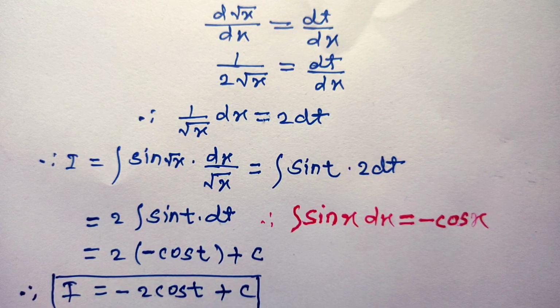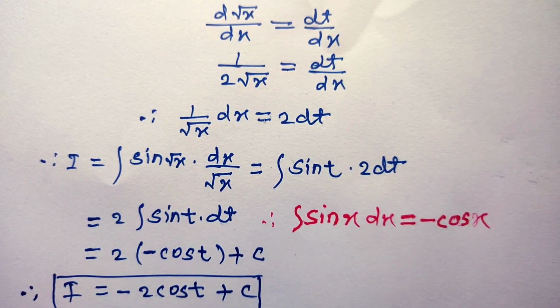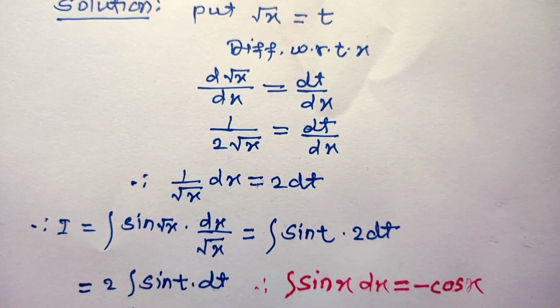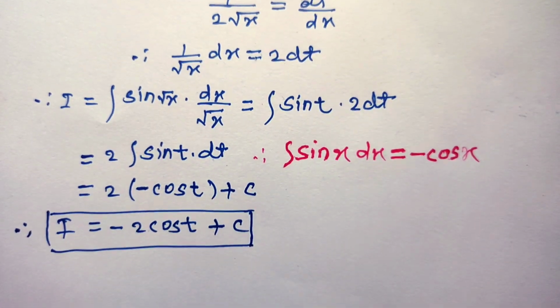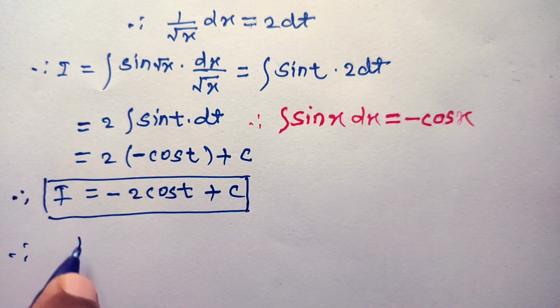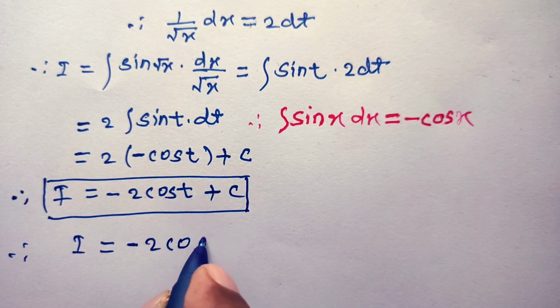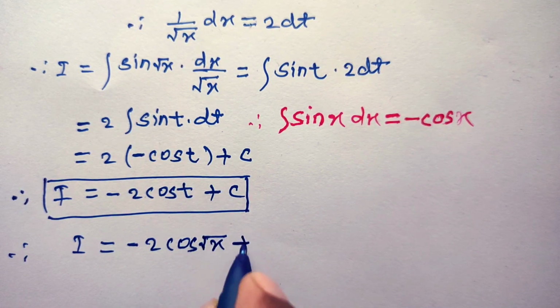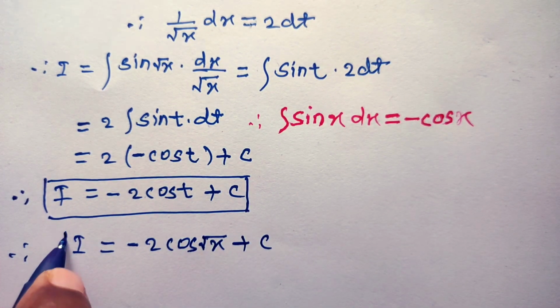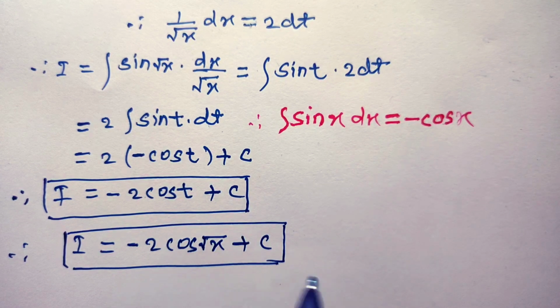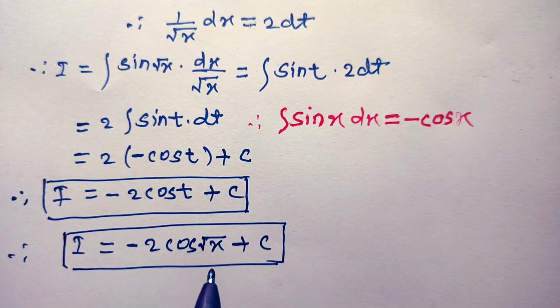but original variable is x, so we have to replace t by our assumption t is equal to square root of x. Hence I is equal to minus 2 into cosine of square root of x plus integral constant c, and this is final answer, which is value of given integral.